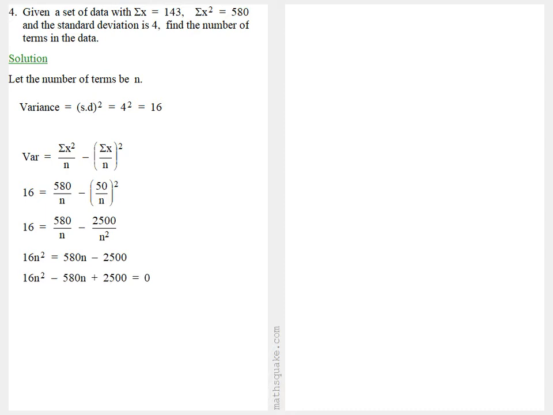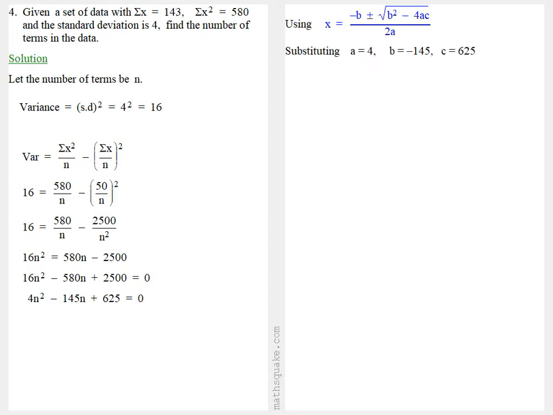We can put all the terms over onto one side, and we can divide all the way through by 4, and that gives us 4n squared minus 145n plus 625 is equal to 0. Now we can't really factorise that, so we're going to have to use the formula to solve it. So using the quadratic formula, x equals minus b plus or minus the square root of b squared minus 4ac all over 2a. We substitute in a is 4, b is minus 145, and c is 625.